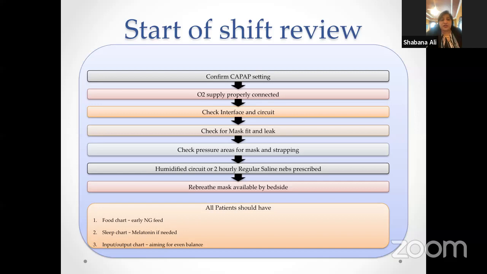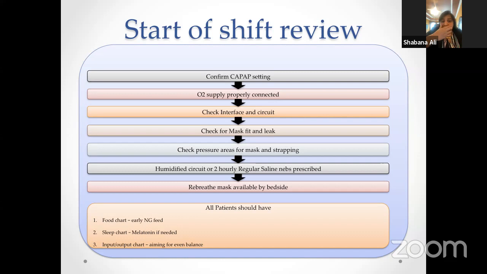See that the oxygen supply is properly connected, that there is no kinking, and that they are on the correct outlet, on the oxygen and not on the medical gas or a suction valve. Sometimes in a panic situation things may happen. Make sure all those supplies are on the oxygen outlet. You have to check that there is no interference in the circuit, that it's all clear and there is nothing that can interfere with the flow. Check that the mask fits and is not leaking around all the areas of the mask.